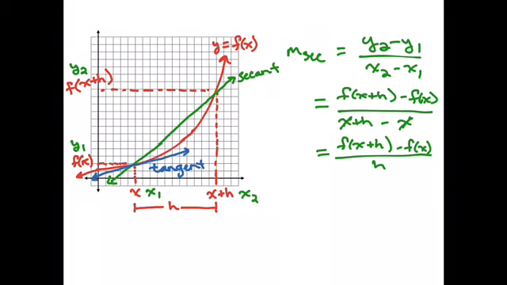However, if I want to know how my curve is changing at this point x, it really would be the slope of the tangent line, right? But I only know 1 point at the tangent line, so I can't plug into that formula. Let's draw another secant line, and I'm going to back my second point.